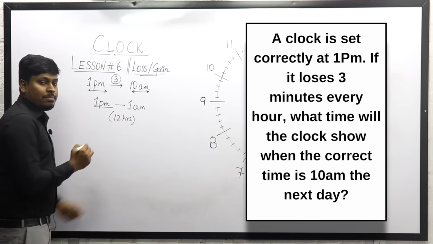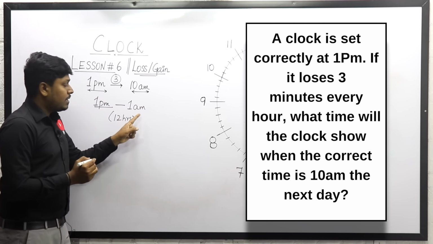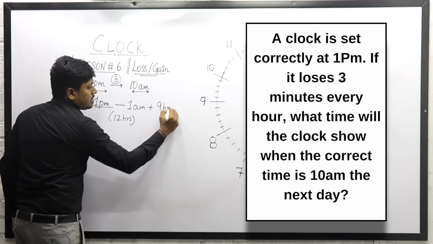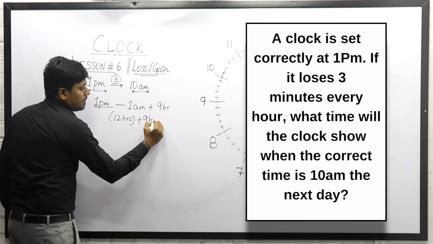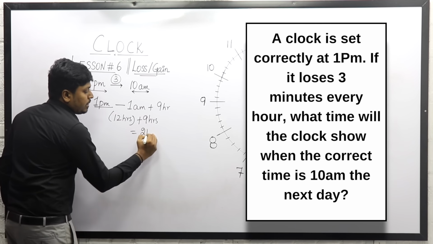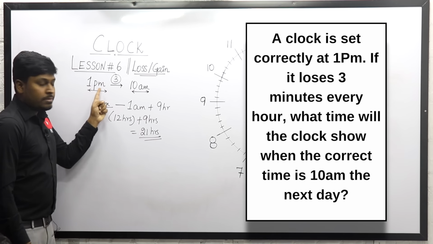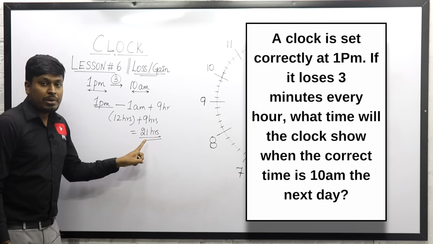Yes or no? 1 p.m. to 1 a.m. will be a 12 hour difference. Then to 10 a.m. we need to add another 9 hours. So totally 12 hours plus 9 hours, the difference will be 21 hours. So finally we can say that from 1 p.m. to 10 a.m. the difference will be 21 hours.